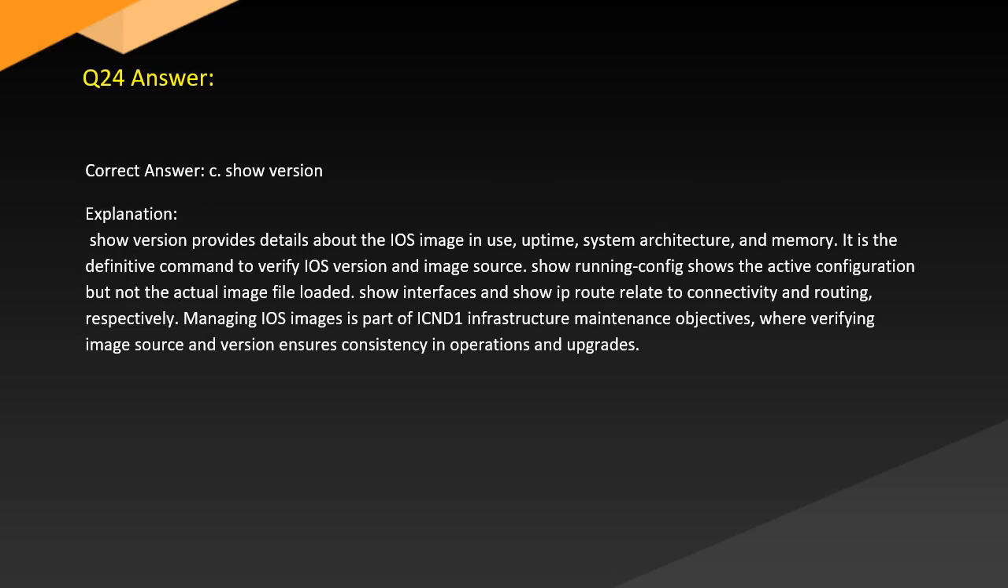Answer. Correct answer: C. Show version. Explanation: Show version provides details about the IOS image in use, uptime, system architecture, and memory. It is the definitive command to verify IOS version and image source. Show running-config shows the active configuration but not the actual image file loaded. Show interfaces and show ip route relate to connectivity and routing, respectively.